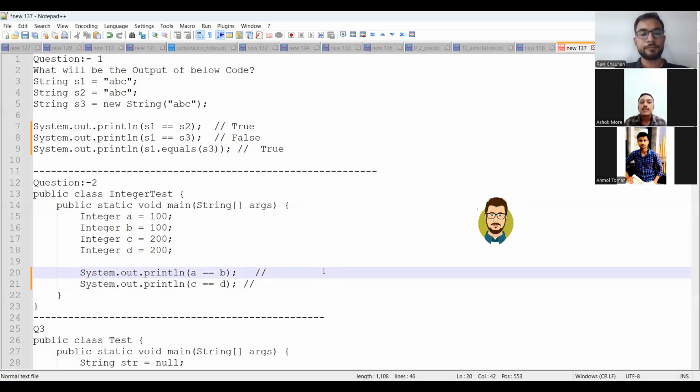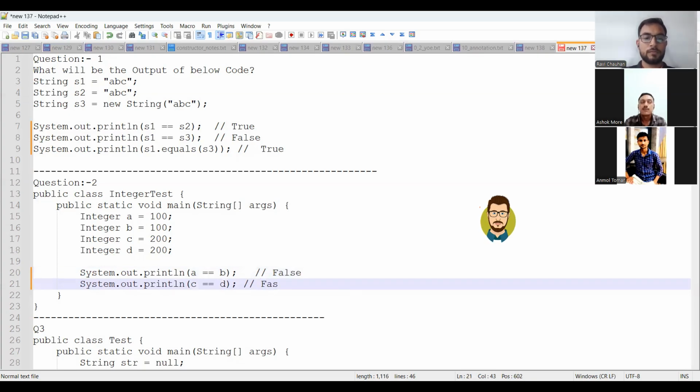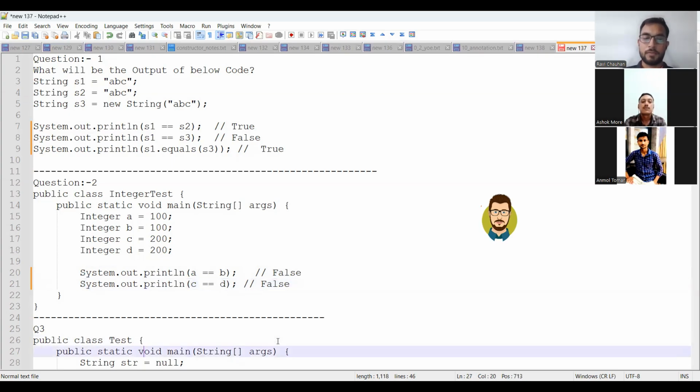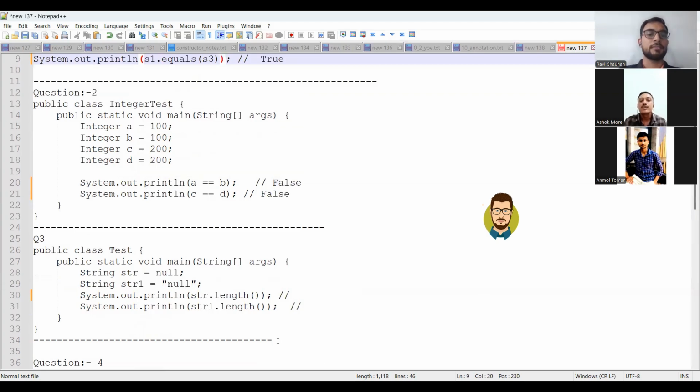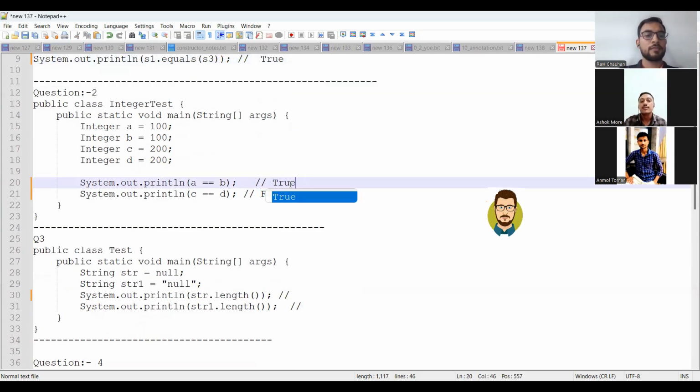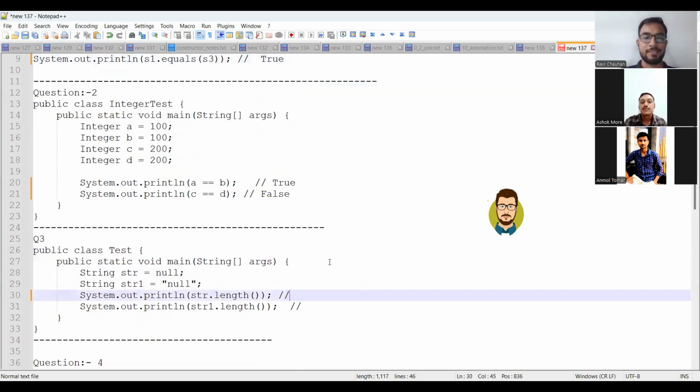Both answers are false. Okay. Question number 3. One minute, sir. Wait. In question two, I think the first one, A equal to B, is true, and C equal to D is false. Okay, correct. And what about question 3?